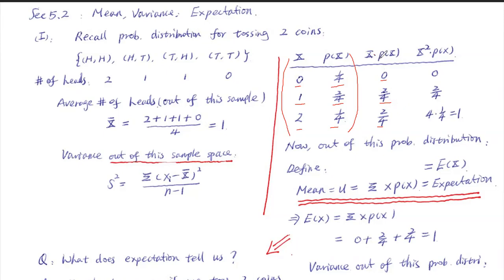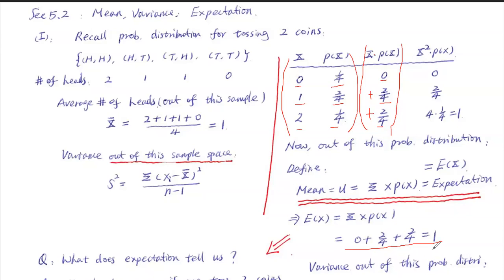Okay, so this third column here is to help us calculate the average. After we calculate the multiplication, what do we do next? We add them together. So 0 plus 2/4 plus 2/4 is equal to what? Is equal to 1. Everybody? So that is, on average, the number of heads we are getting.